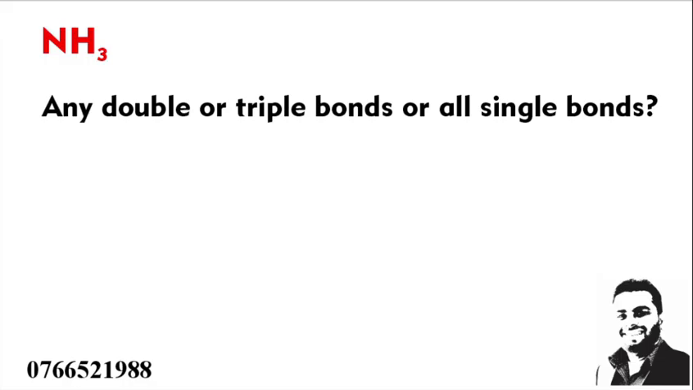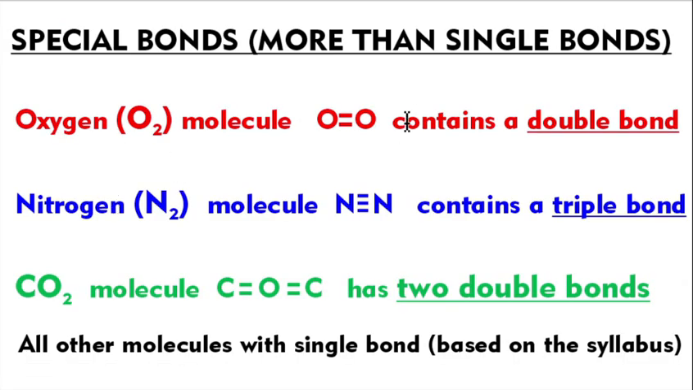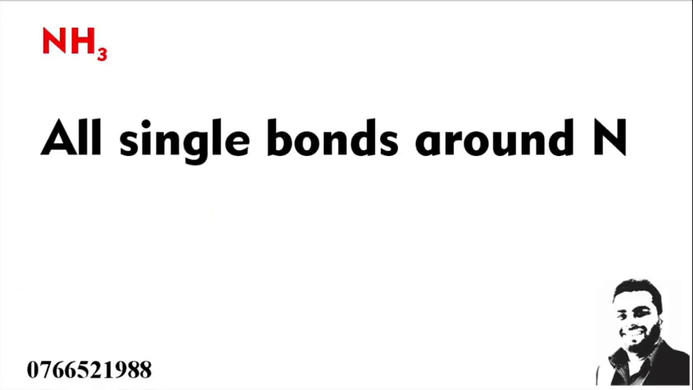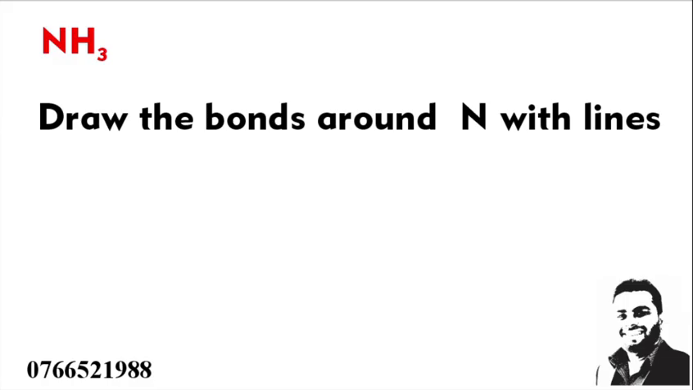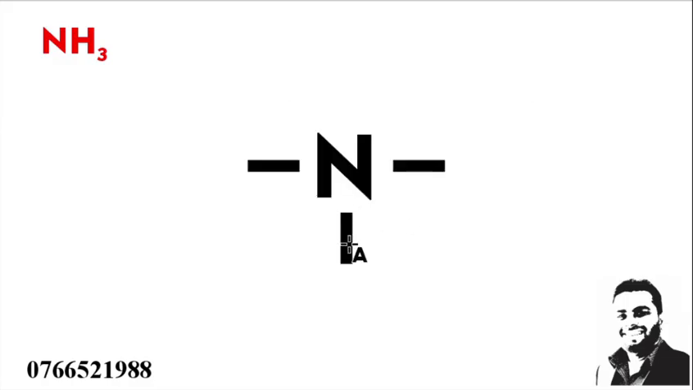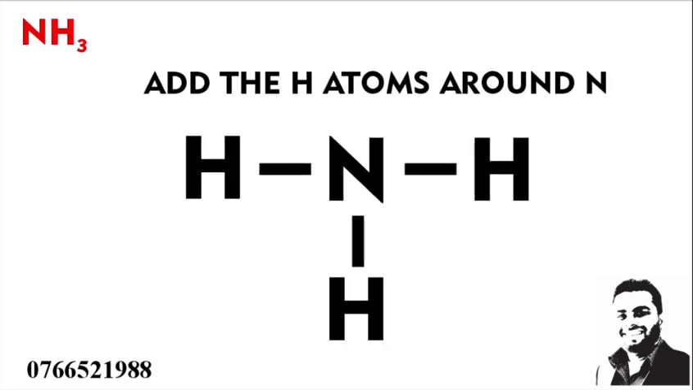Check whether they have special bonds, double, triple or single bonds. You know that ammonia does not come under these cases, O2, N2 or CO2, so they have single bonds. So now you draw the bonds around with lines. Lewis structure එක මුලින්ම අඳිමු. Lines තුනක් දාගන්න. හතර පැත්තටම right, left, top and down. So now we draw only 3 lines because it is bonded with 3 hydrogen atoms. So they can make only 3 bonds here with hydrogen.